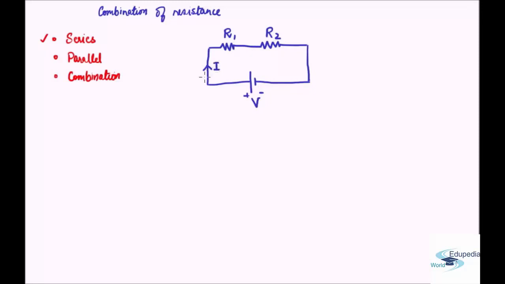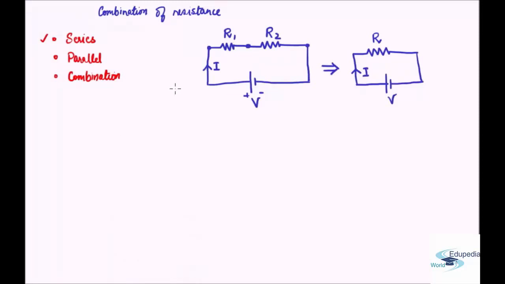Now what I'm saying is that I want a scenario like this. I want a single resistance to replace the two resistance, and that single resistance will be of a resistance value R, but that will result in same current I flowing. Okay, this is what we need.